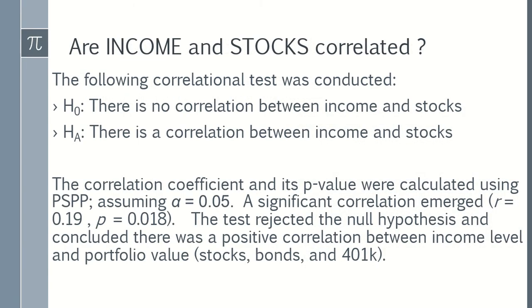Now, looking at income and stocks. Again, the null hypothesis is there's no correlation between income and stock, and the alternative hypothesis is there is a correlation between income and stock. Looking at the p-value, we can conclude that the obtained correlation coefficient is not due to chance. It is statistically significant given an alpha level of 0.05. We therefore can reject the null hypothesis and conclude that there is a positive correlation between income level and portfolio value.